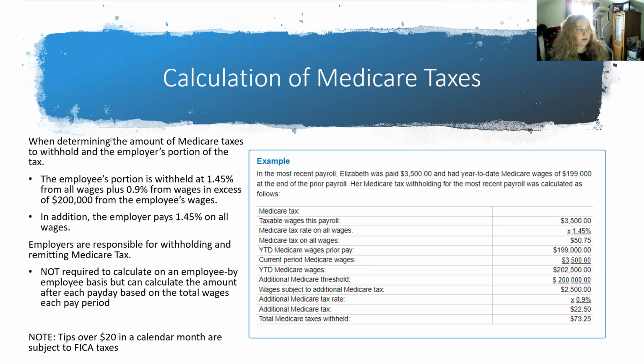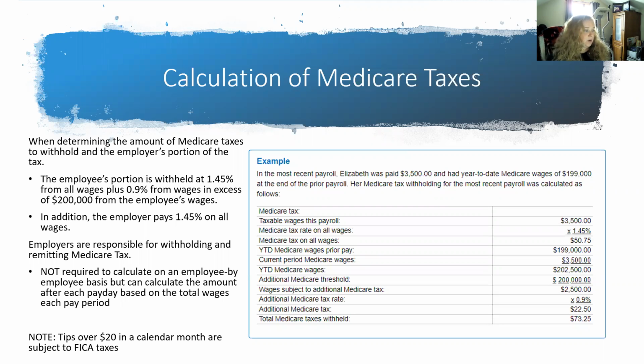So we talked about Social Security and federal withholding yesterday. The last mandatory tax that comes out of most employees' checks is Medicare. Medicare is 1.45% on all wages up to 200,000. At 200,000, the employee has to pay the additional Medicare tax on anything over 200,000, which is 0.9%. That is an employee only mandate. It is not required for the employer. The tax for the employer will always be at the 1.45%.